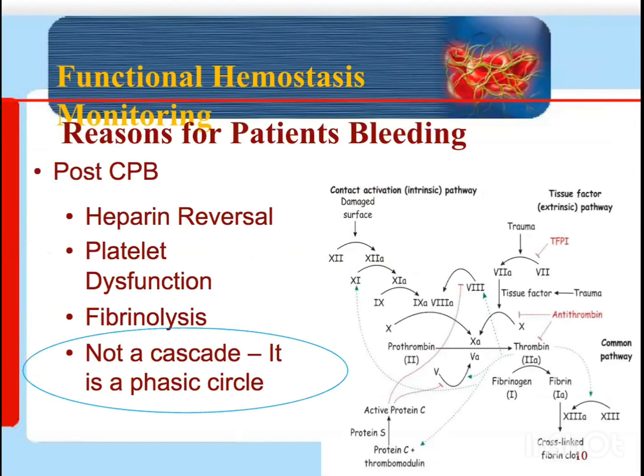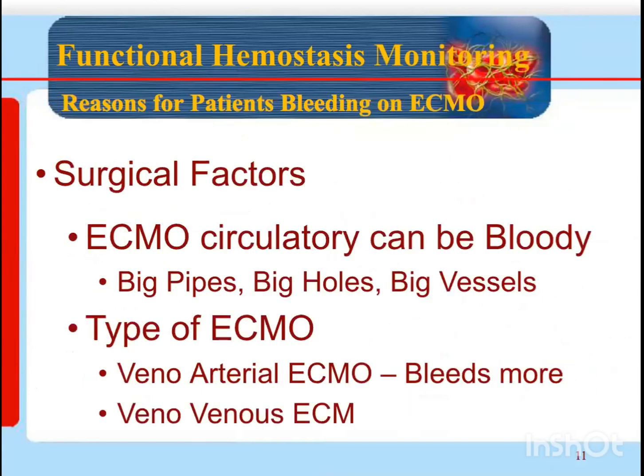So the reason for the patient's bleeding is that your intrinsic pathway and extrinsic pathway, which meet at the common pathway to form activation of factor 10, is actually not a cascade. It is not a linear cascade, it's a phasic cycle or a phasic circle. One thing leads to the other. And when you have something in a circle, a vicious property sets up, which gives a negative feedback instead of a positive feedback, and does not go in a linear manner, but goes in a round-the-clock manner.